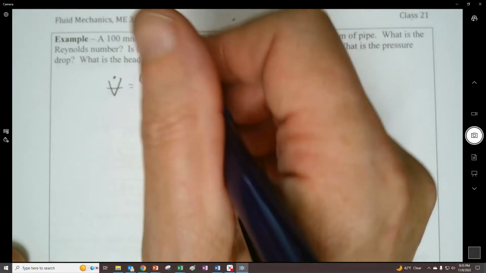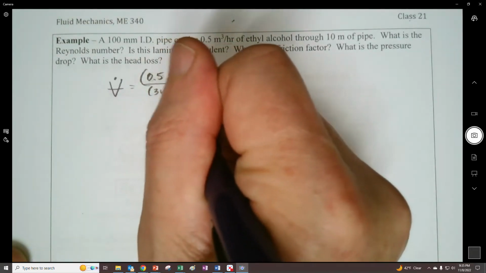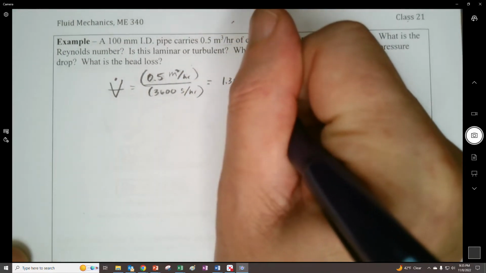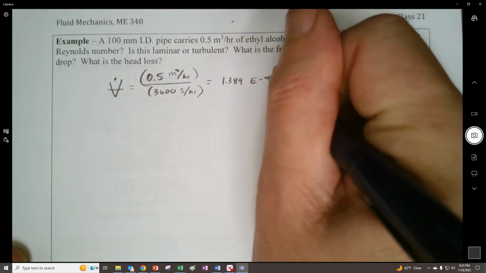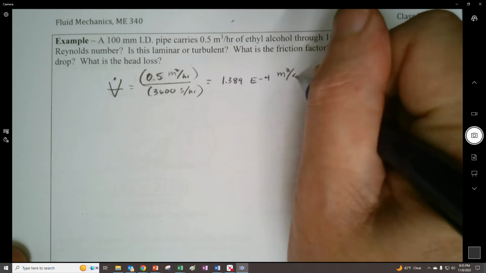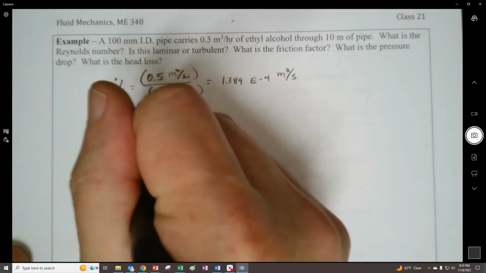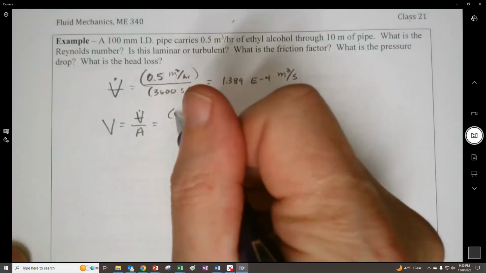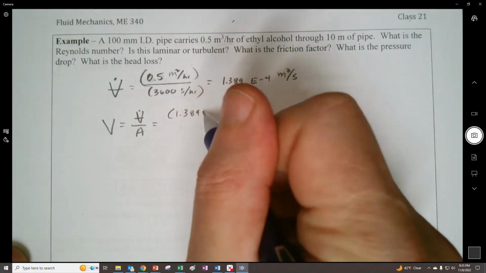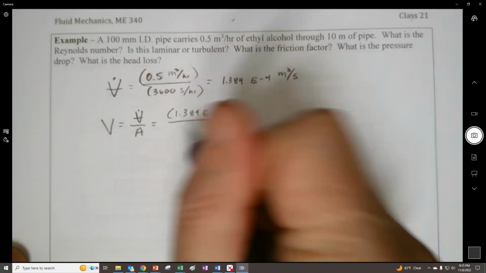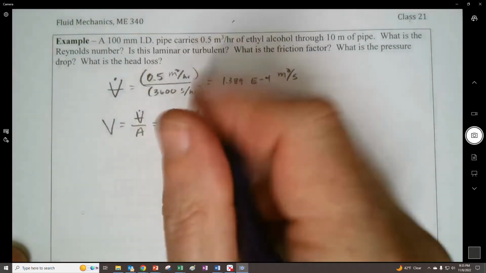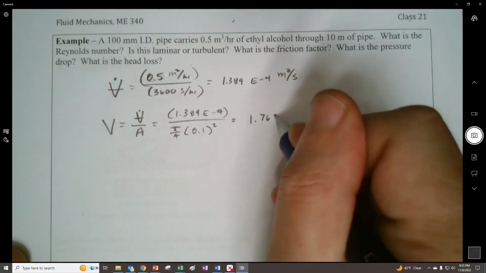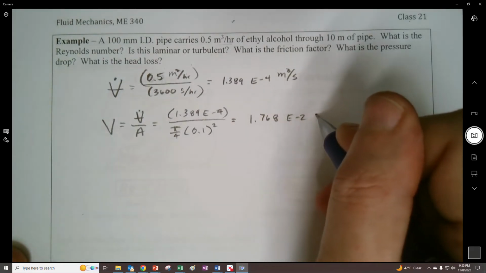So we're going to divide by 3,600 seconds per hour and end up with 1.389 E minus 4 cubic meters per second. Then we can find the velocity by dividing that flow rate by the inside area. So 1.389 E minus 4 divided by pi over 4 times 0.1 squared, since 100 millimeters is 0.1 meters. We end up with 1.768 E minus 2 meters per second.